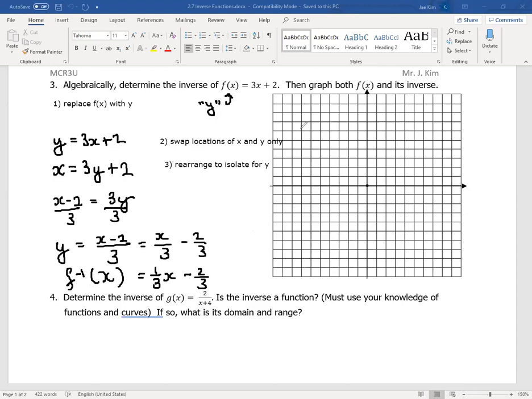I will use a red. F of x has a slope of 3 and my y-intercept is 2. So here's my 2. Rise, run. Rise, run, rise, run. And my rise of negative 3, negative 1, negative 3, negative 1, negative 3, negative 1. And I will connect it all with an arrow.